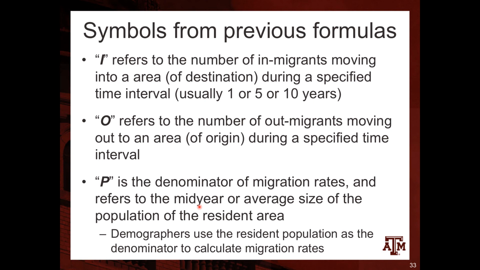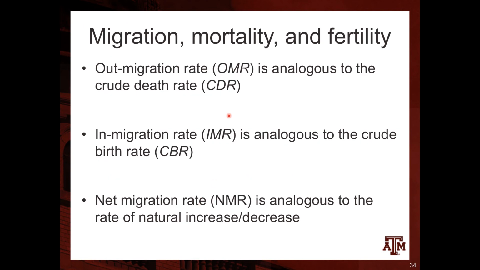And just comparing these migration rates to mortality and fertility rates that we estimated before, the out-migration rate is analogous to the crude death rate because we are talking about losing population, losing people from specific areas, and that's related to death. The in-migration rate is analogous to the crude birth rate because we are talking about gaining people in a specific area. So that's related to fertility.